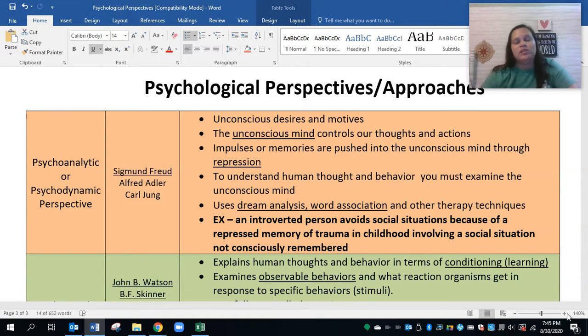Carl Jung, we'll talk about him later, but he was actually one of Freud's students. And the key word here, and you probably already know this by now, is the unconscious mind, is what controls our thoughts and actions. And remember, Freud meant that as a deep layer of the mind. The key thing there is that he said that the thoughts and the memories that were in there had been pushed there through repression.